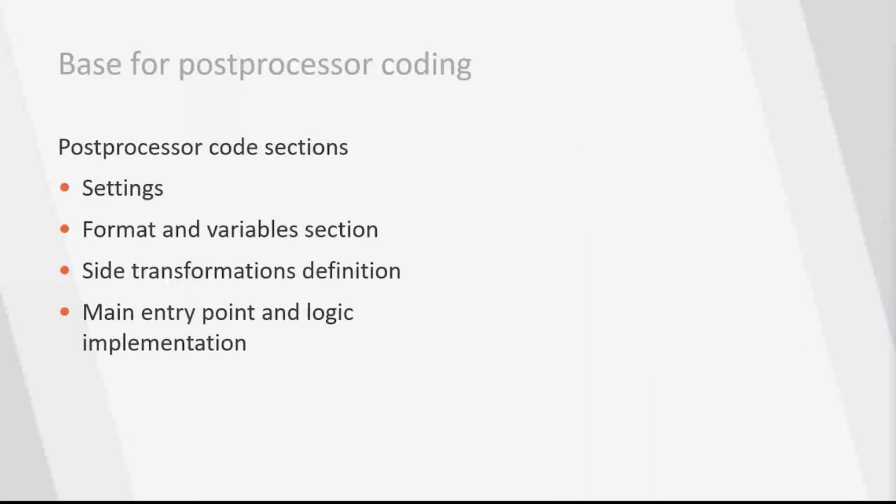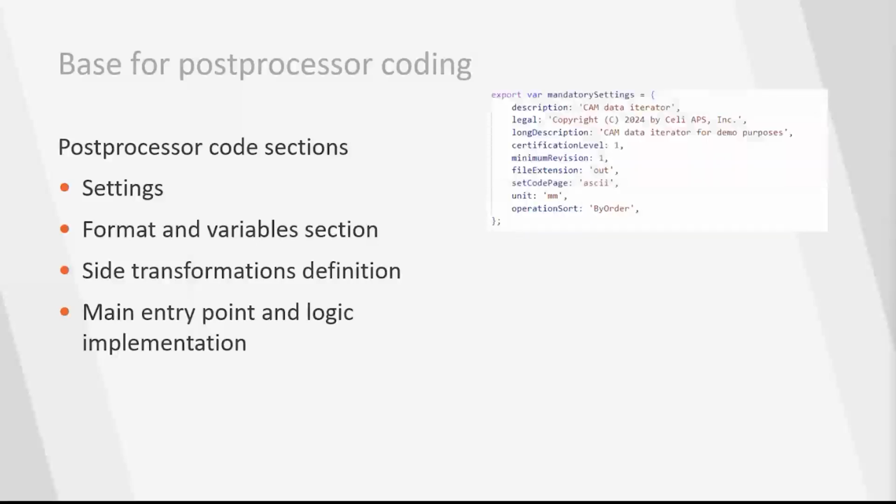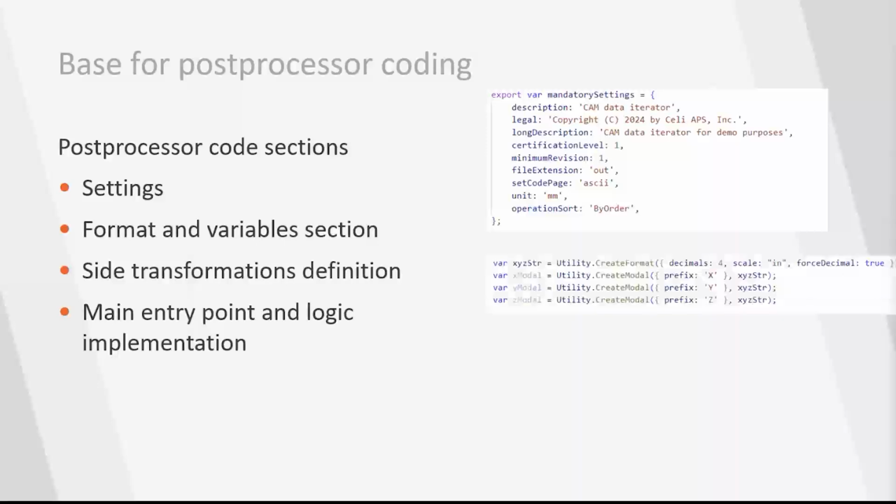Let's now talk about most important code sections of the postprocessor. The first section is the postprocessor general settings. It contains an object named mandatory settings with several declarative fields. The second section of the postprocessor code is format and variable section. All formats used by the postprocessor are defined here. As an example, here is a definition of coordinate formatting used for G-code.